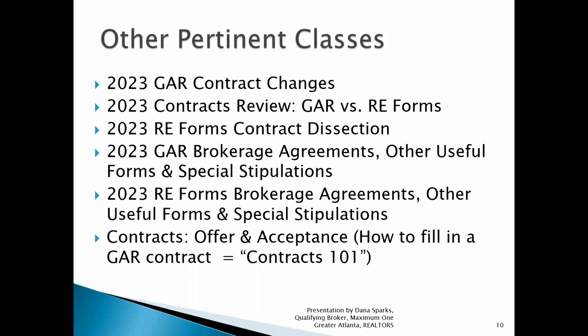Then we teach a whole separate class for the GAR contracts and the RE forms contracts on everything else, the brokerage agreements, other exhibits, a lot of the amendments and special stipulations. Because we teach that as a separate class and there is enough to cover in this class with the purchase and sale agreement and the financing, I touch in this class on a couple of the exhibits, but not all of the exhibits that you might end up using in a purchase and sale agreement.